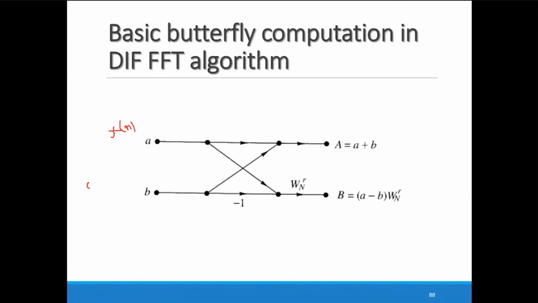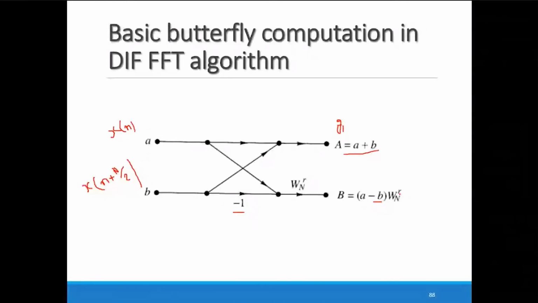This term is x of n, and this is x of n plus N by 2. In the first case, to obtain G1, what happened? We are adding these two terms, x1 plus x of n plus N by 2. Here it is represented with a and b, so a plus b are added. In the second term, we multiply by a minus sign, so we are multiplying it with -1. Then we multiply both values, meaning a minus b is subtracted and multiplied with the twiddle factor, omega n raised to r. R represents the radix.